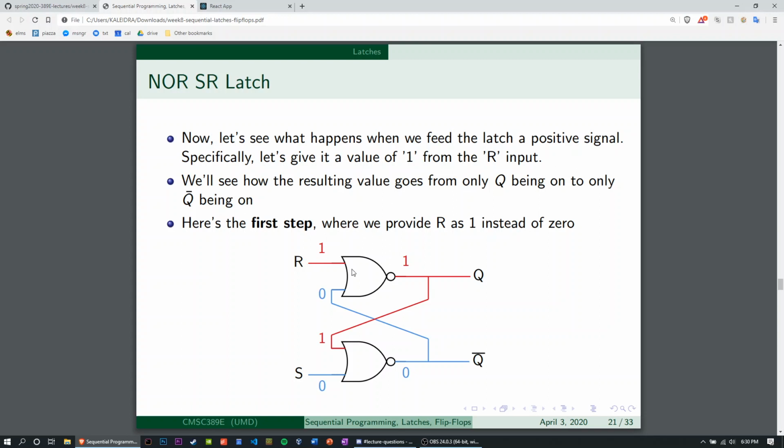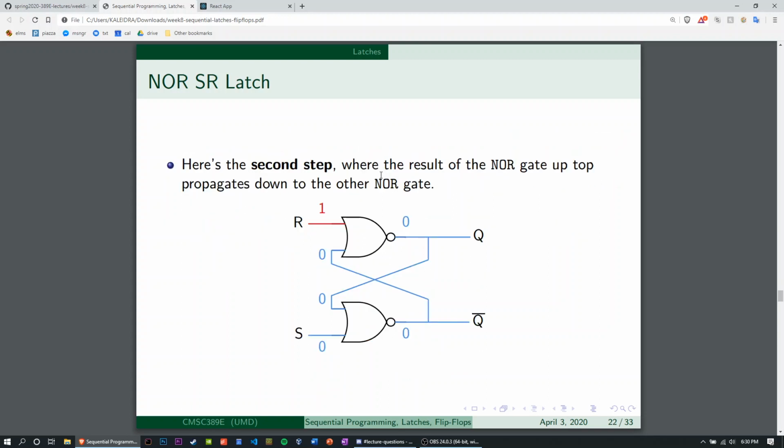1 is coming through R, and then you'll see that that propagates forward. Now that 1 is coming through, our NOR gate is going to be producing a 0. That's because, again, it's the opposite of OR. Then this 0 comes down and propagates down to the other NOR gate. Which is great. But then we'll see that now that 2 zeros are coming into this NOR gate, we've got a different situation going on.